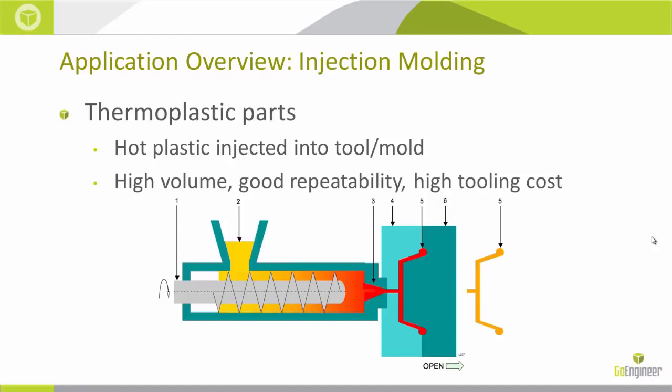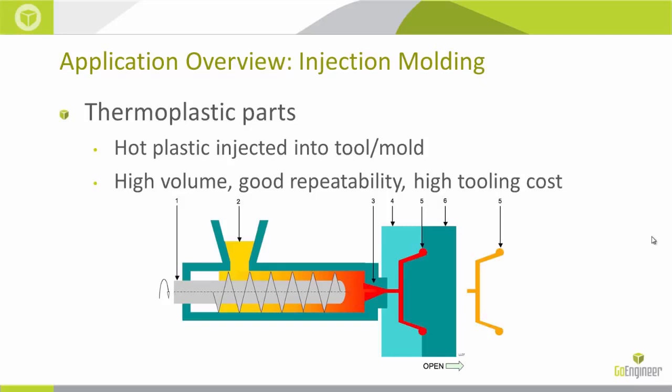So as for an overview, injection molding is a process that is used to create parts out of thermoplastic materials. Thermoplastic materials are plastics that, when heated up and then cooled, they harden. This is the opposite of an elastomer.